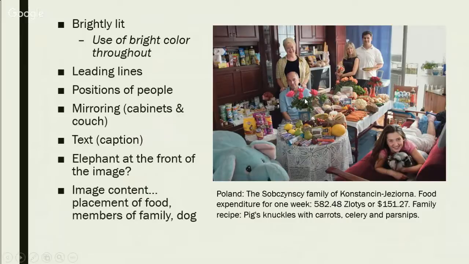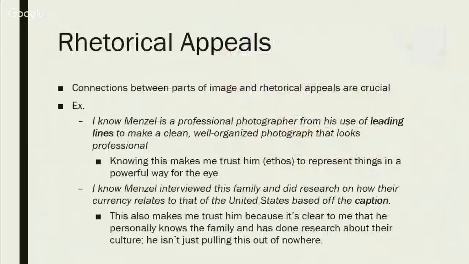When you look at the image, you want to stay really focused on the specific, small, clear details of the image. Like the fact that there are these leading lines that lead back here or toward here. The fact that there's this mirroring of color. The fact that the colors that are used are bright throughout. The fact that this back here is blown out, washed out. Why are those choices being made? Why is the photographer doing those things? That is what gets us into the rhetorical appeals. So connections between the parts of the image and the rhetorical appeals are crucial.